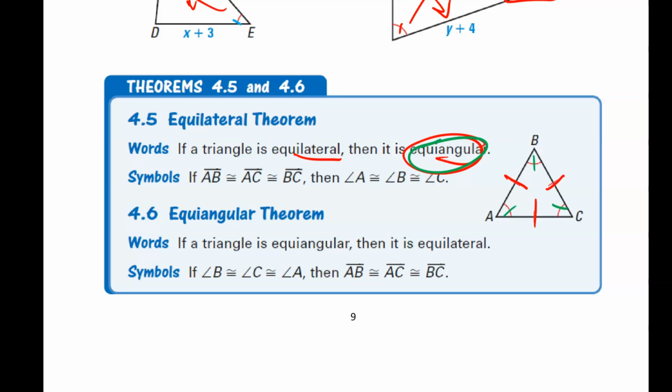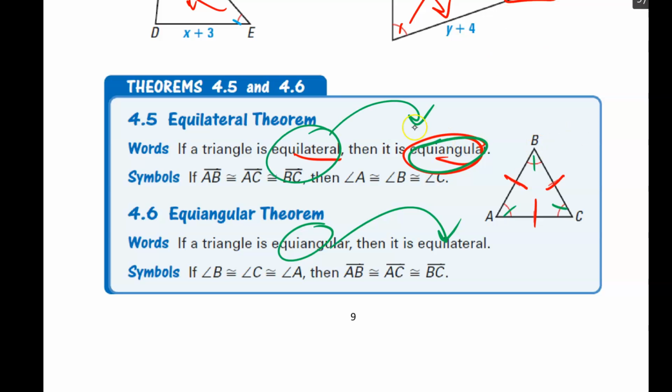So if a triangle is equilateral, all the sides are the same length, then all the angles must be equiangular as well. If all the angles are the same measure, it's equiangular, then it's equilateral. So if it's equilateral, it must be equiangular. If it's equiangular, it must be equilateral.